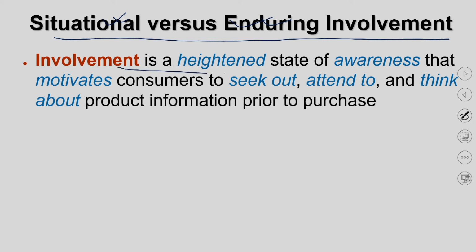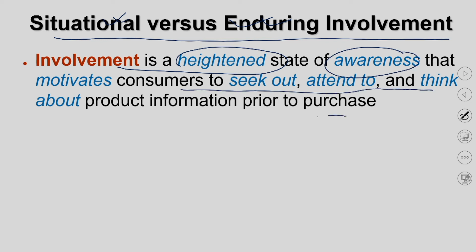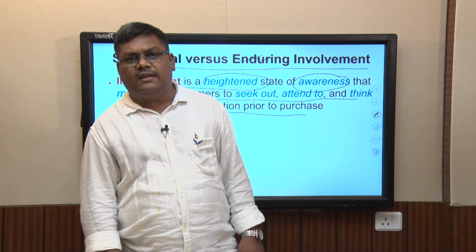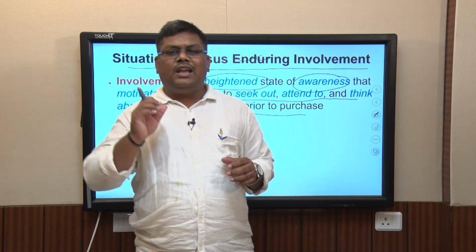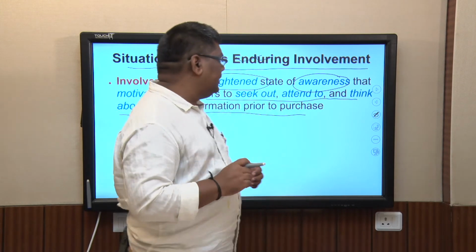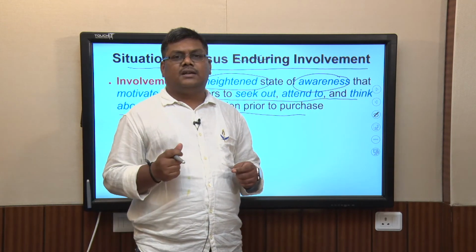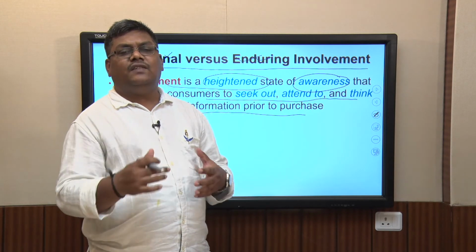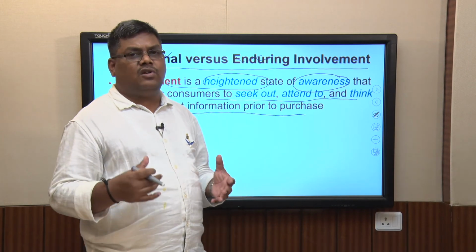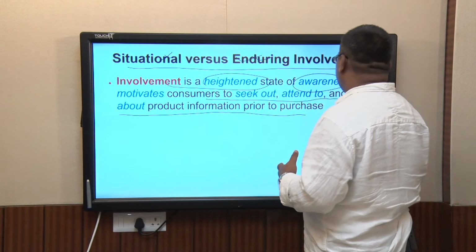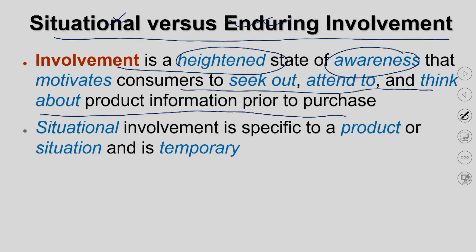Basically, involvement is a heightened state of awareness that motivates the consumer to seek out, attend to and think about product information prior to purchase. This is that excited state which most motivated consumers have, which forces you to get information about the product, to interact with the product in the right way, to think about the product, to attend to information relayed about a product, to get one with the product. That kind of motivation is what is called involvement. Now, this involvement generally is of two types.